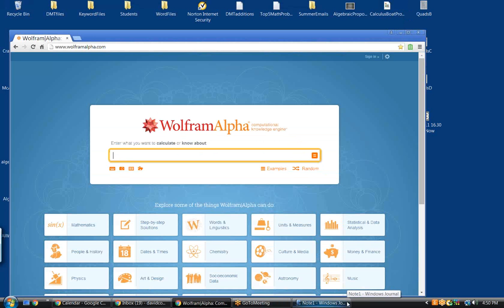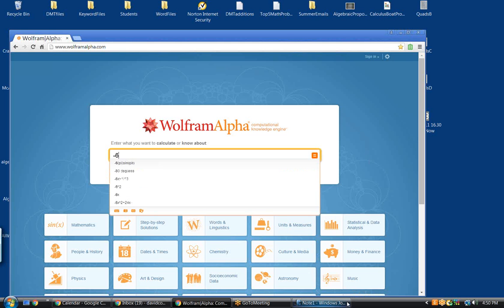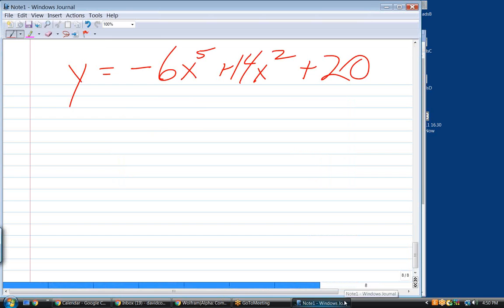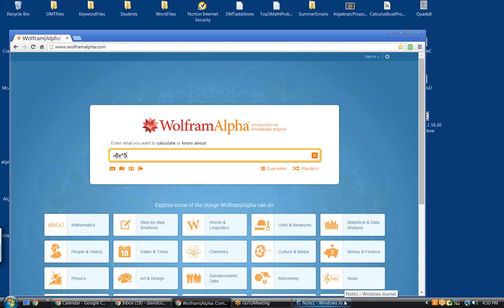Minus 6x to the fifth, hold on a second. It's minus 6x raised to the fifth, plus 14x squared, plus 14x raised to the second, plus 20. 20 or 40, it's not going to matter. 40? 20.